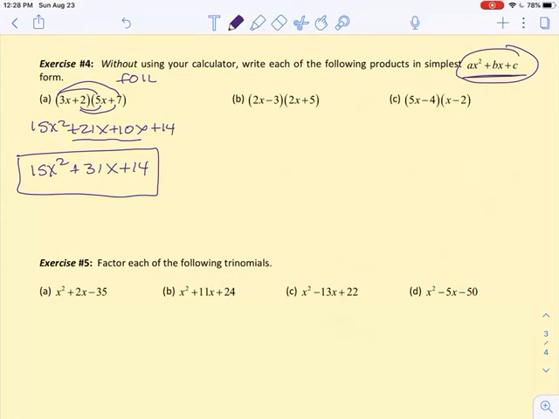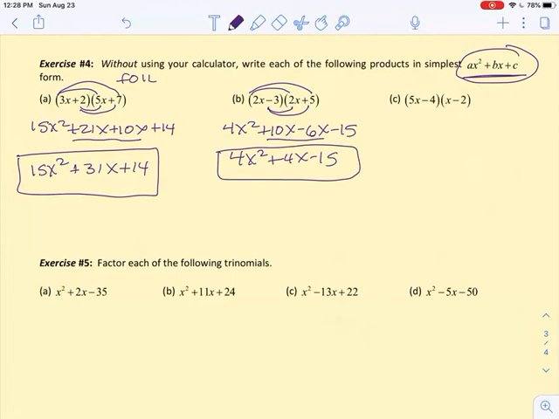All right, so if you want, pause the video, try some of these on your own, and then you can start it up and check to make sure that you got the answer right. So 2x times 2x is 4x squared. 2x times 5 is 10x. Negative 3 times 2x is negative 6x. And negative 3 times 5 is negative 15. So 4x squared, these 2 middle terms I can combine together, and that's my answer.